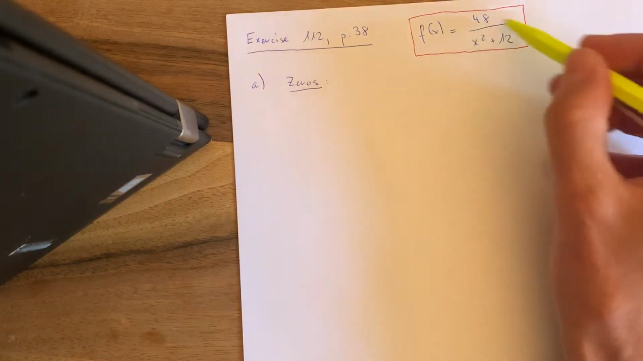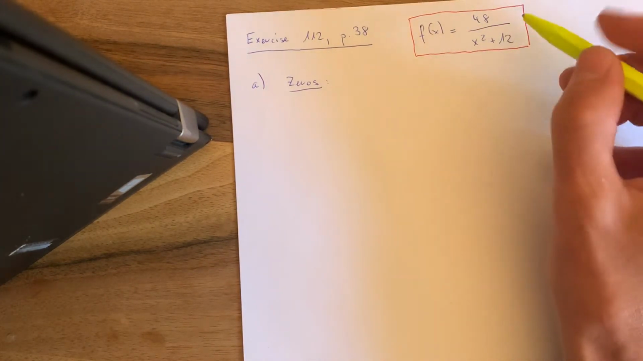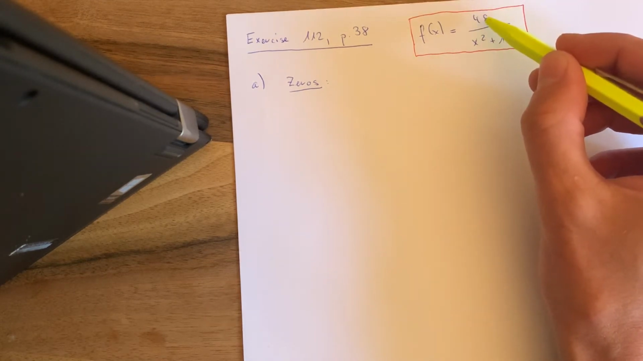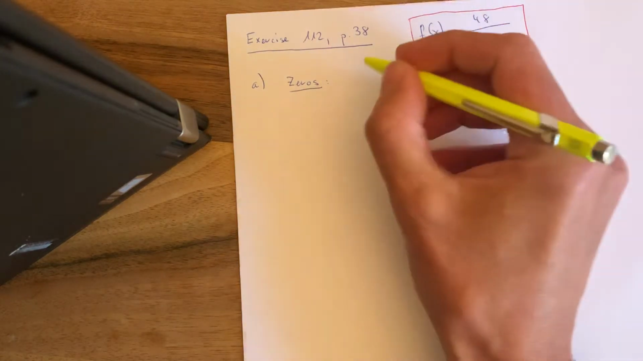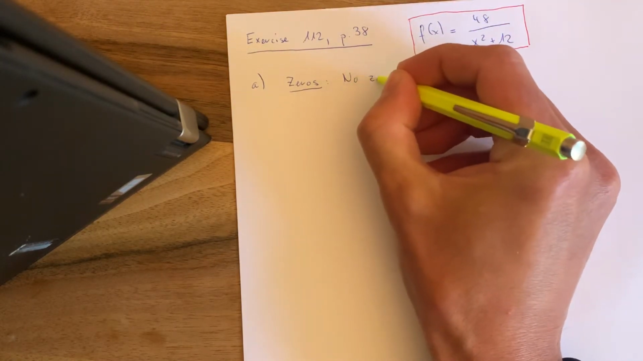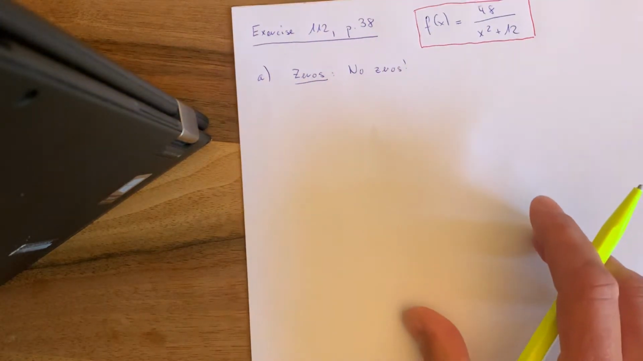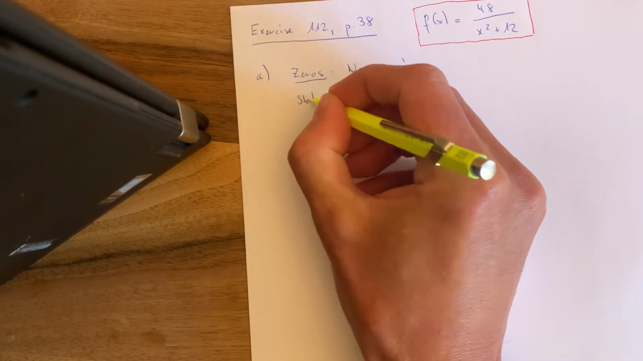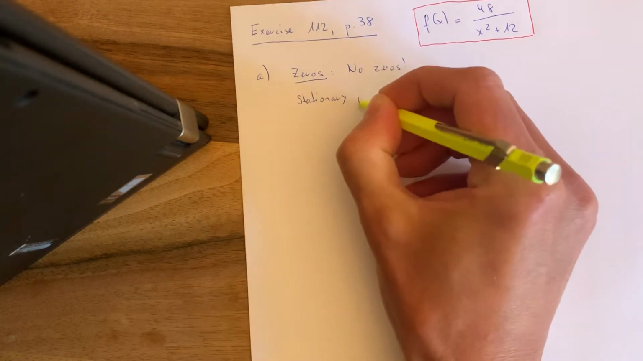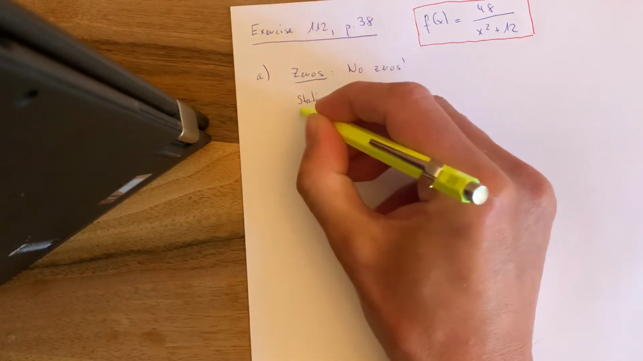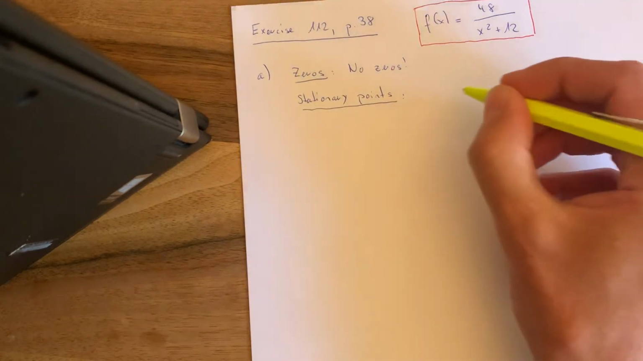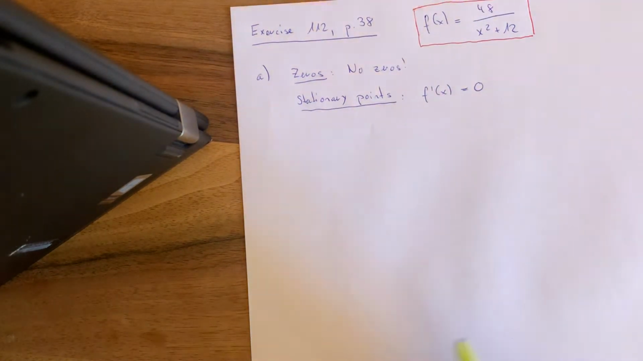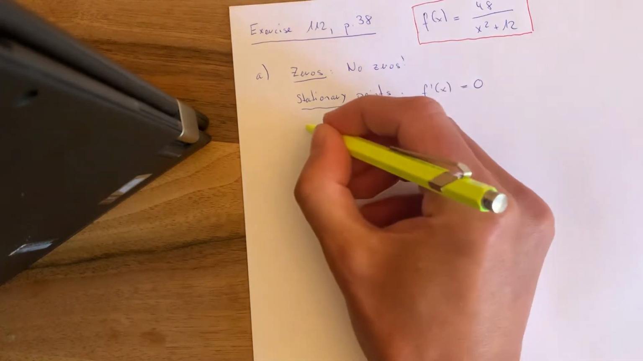So the function here is defined by a fraction, and as said several times, a fraction is 0 just in case the upper part is 0. So 48 can't be 0, which means there are no zeros at all. Let us continue with the stationary points. So the stationary points are the solution of the equation f prime of x equals 0. So we need the first derivative.